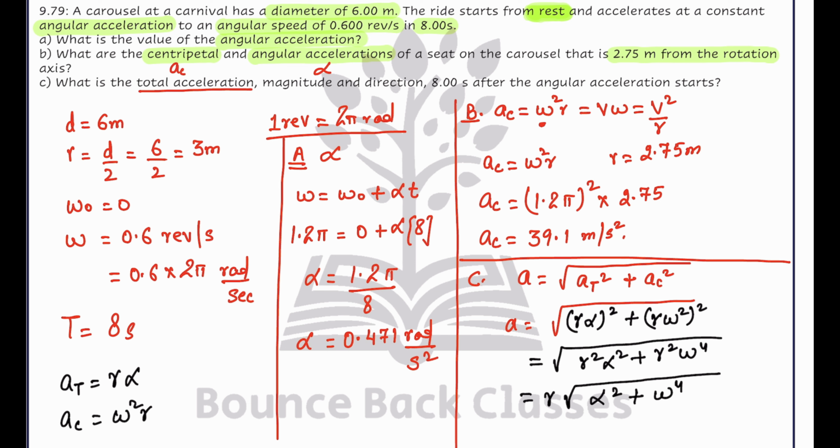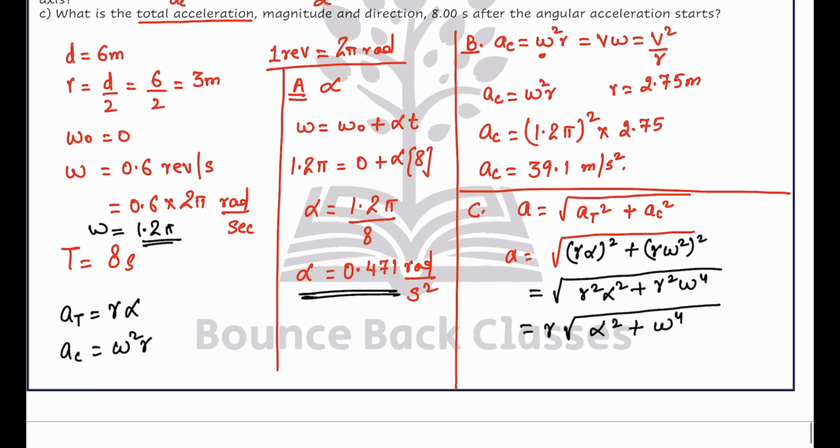We have the alpha, 0.47. We have the omega, here I will write 1.2 pi. Yes or no? Place the values. So A is equal to, what is R? The value of R is 2.75. Root of, alpha is 0.471, squared, plus, what is omega? 1.2 pi whole raised to power 4. Solve it. So A is equal to, put all the values, fast.